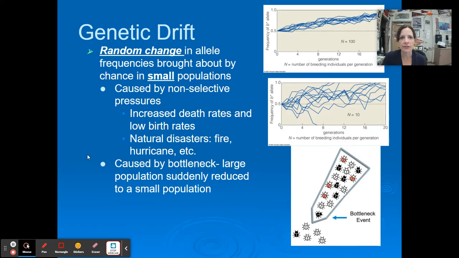So genetic drift is something that's caused by random change in allele frequencies happening by chance to small populations. It's caused by non-selective pressures, so not natural selection, but just non-selective pressures like increased death rates or decreased birth rates, or natural disasters like a tornado or fire or volcano. And it's also caused by a bottleneck of a large population suddenly being reduced to a small population, like by hunting or something like that.